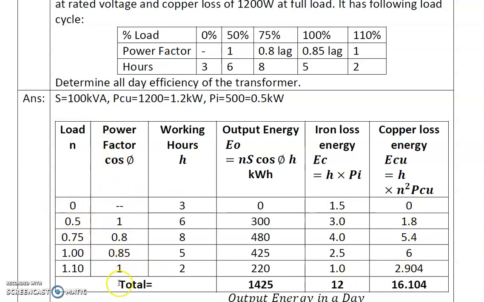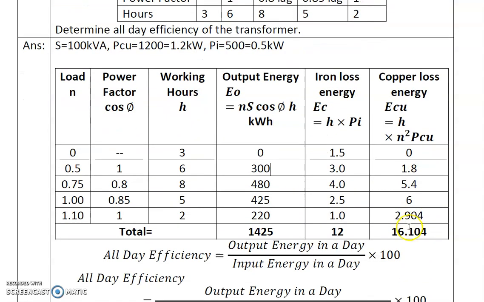Now I will make the total. I will make the summation of output energy for 24 hours. This is a total of 24 hours, so for one day I am making the addition, and it gives you 1425 kWh. Iron losses are 12 kWh and copper losses are 16.104 kWh.